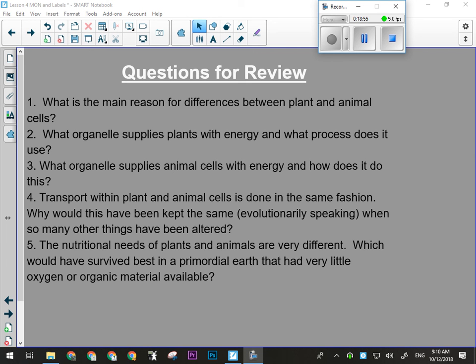Especially since not only does this way that they use, which is called diffusion, to transport materials work really well, it's free. It doesn't cost the cell any energy to use it. All right, so that is definitely something that would be kept the same.